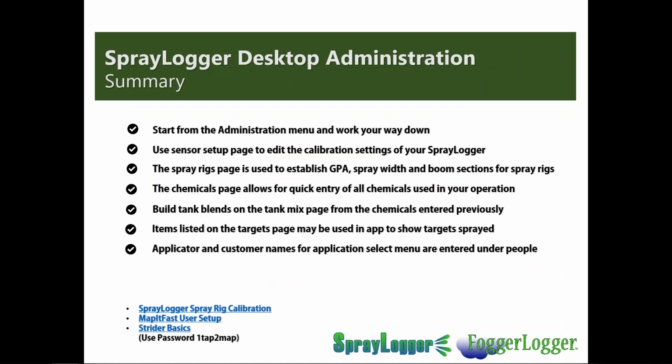We've gone over how to access the administration menu on the SprayLogger website and how to work your way down that list so that you can build out a complete drop-down list for your applicators to select from the field so that you can get some advanced mapping reporting from it. How to set up your sensors, how to set up your spray rigs, how to quickly enter in your chemicals and then combine those chemicals into a tank mix, how to list out targets so that your applicator can select them as you're spraying, and then how to add customer names and applicators onto the profile section.